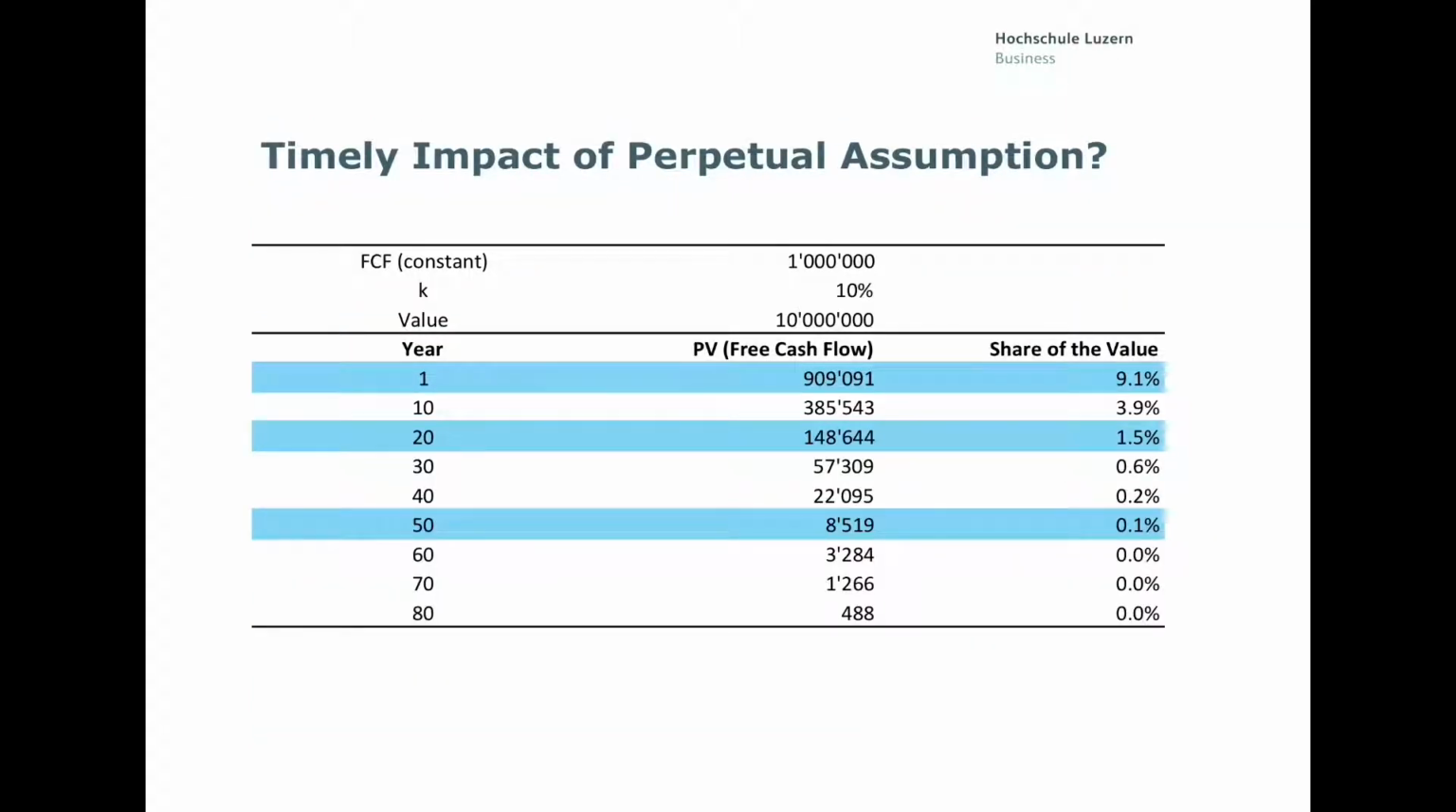This table illustrates the time impact of discounting under the perpetual assumption. The further the free cash flow lies in the future, the lower is its present value and its contribution to the company value. For example, the value of a free cash flow payment of 1 million in 1 year has a present value of 909,091 and the associated share of value is 9.1%. However, a payment of 1 million in 80 years has a present value of only 488 and contributes virtually zero to the value of the company.